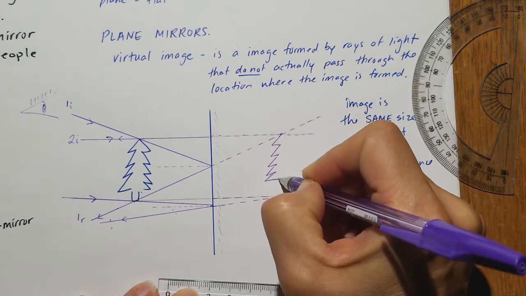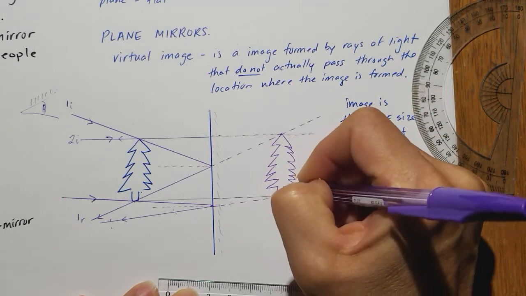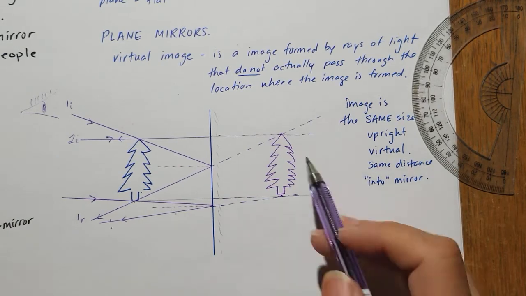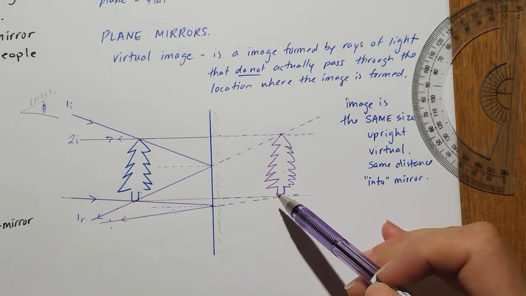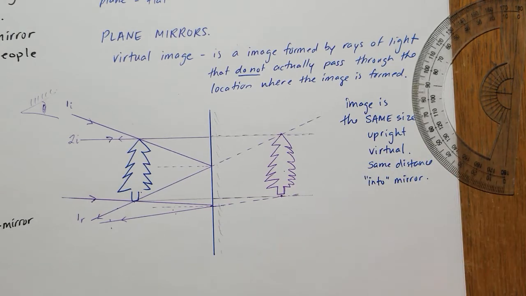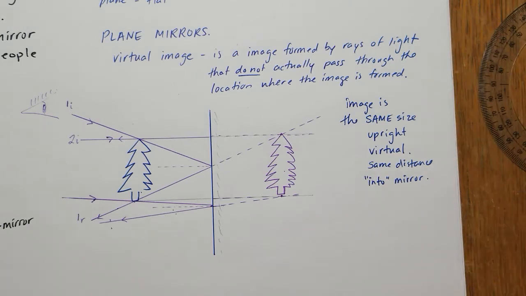Now, you could keep doing this for a whole bunch of the tree, but I'm not going to do that. I can just fill it in and say, this is my image, and this is a virtual image because you can see all these rays. These rays are not really here. It's just that our eye thinks they are there. Now, that's the long way.